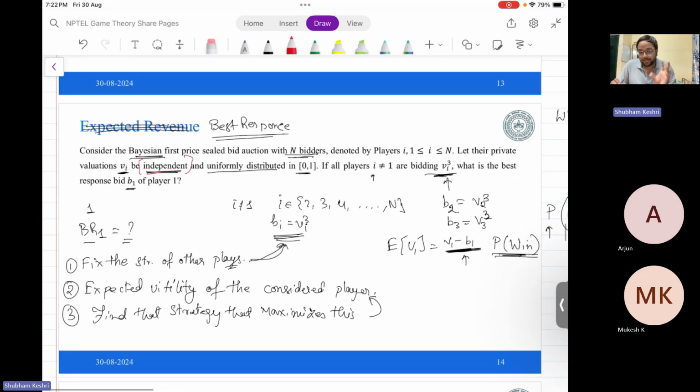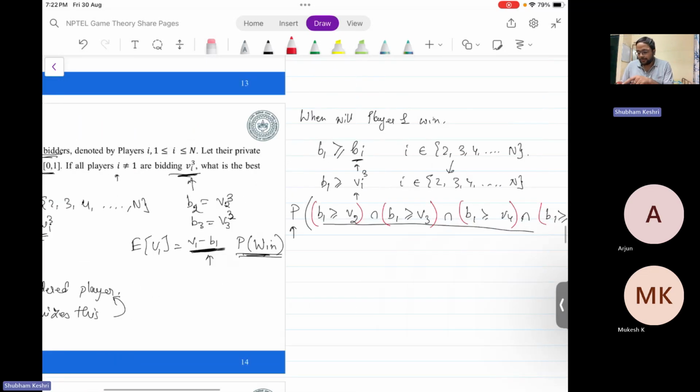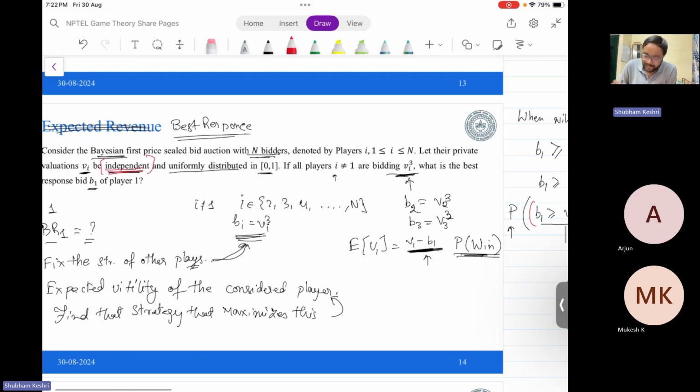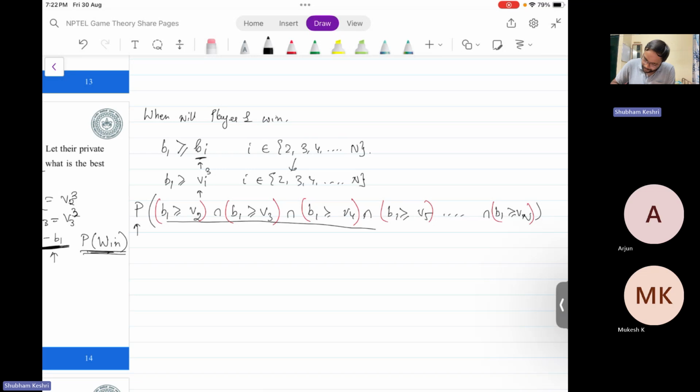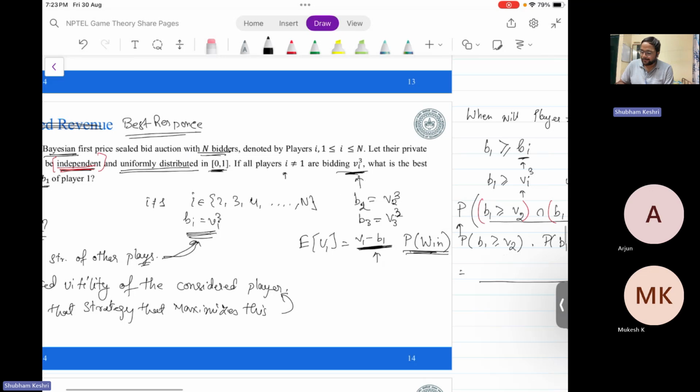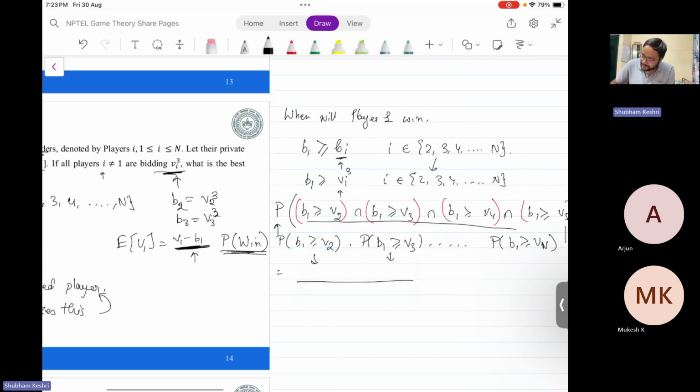If this term was not there, you would not be able to dissociate the events and write the probability as probability of this times probability of that and so on. This term is so important in this problem, you will have to understand. Now what will this be? This will be probability B1 is greater than V2 times probability B1 is greater than V3 dot dot dot, probability B1 is greater than Vn. And you can obtain this because this is uniformly distributed between 0 and 1, so you can obtain each of these probabilities very easily.